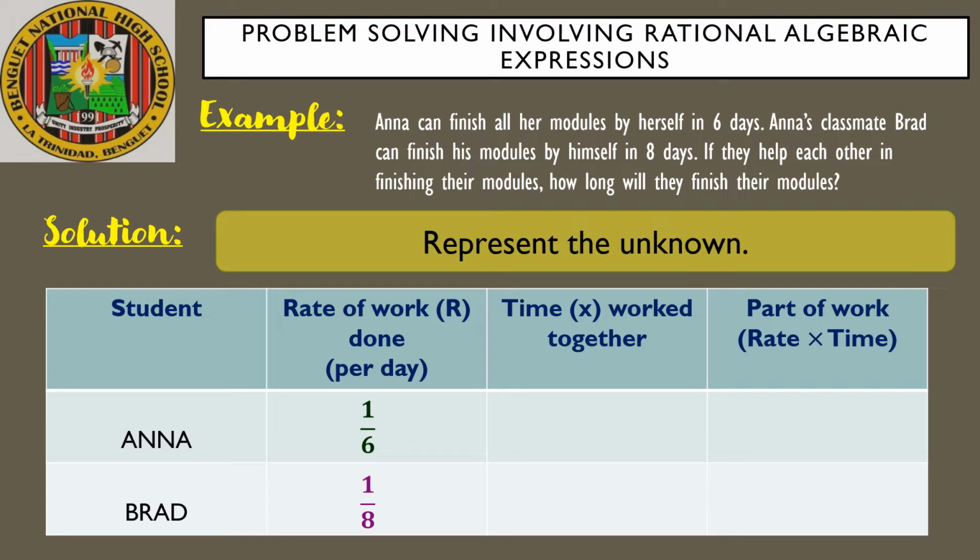The time that they spent working together is unknown, and as we said, we represent it with the variable x. Finally, to determine the part of work done by each individual, we multiply the rate of work that they do with the time that they work together. This means that for Anna, multiplying 1 over 6 with x is equal to x over 6, while for Brad, multiplying 1 over 8 with x is equal to x over 8. Take note of this result as we move to the next step.